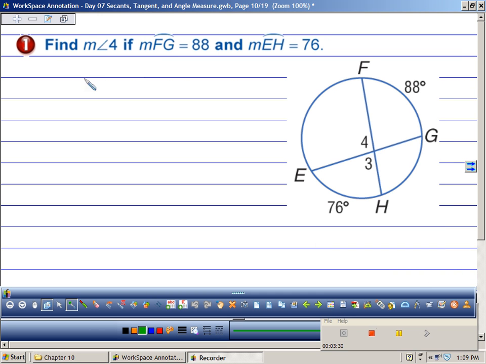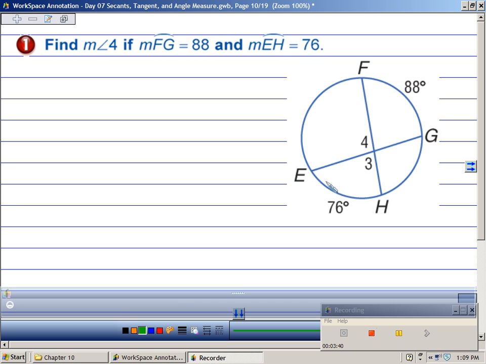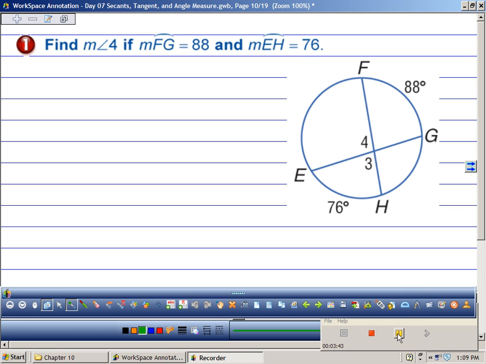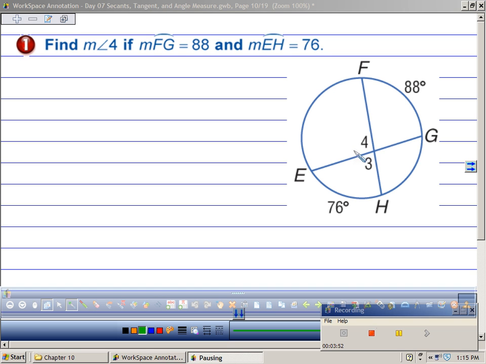Okay, moving on. Let's find the measure of angle 4 if the measure of FG is 88, and the measure of EH is 76. Let me give you a second to write that down. I may not be able to figure out angle 4. That's kind of why it's angle 4. Kind of a hint. What do you really need to find?